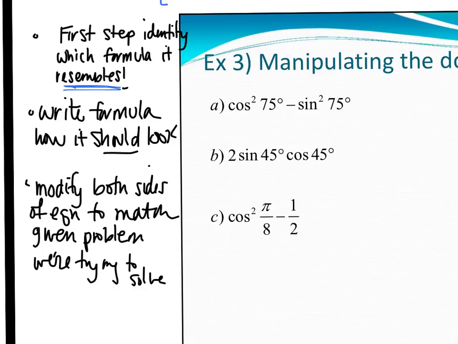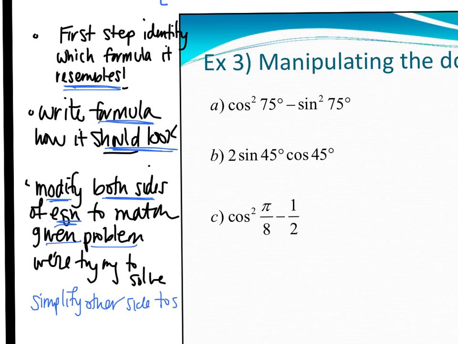Then, once I've identified that formula, I'm going to write the base formula the way that it should look. So what would I expect it to look like if I was copying it off my formula sheet? And then, lastly, I'm going to modify both sides of the equation to match the given problem. Okay? After I have modified to match the given problem, then I can simplify the other side to solve.